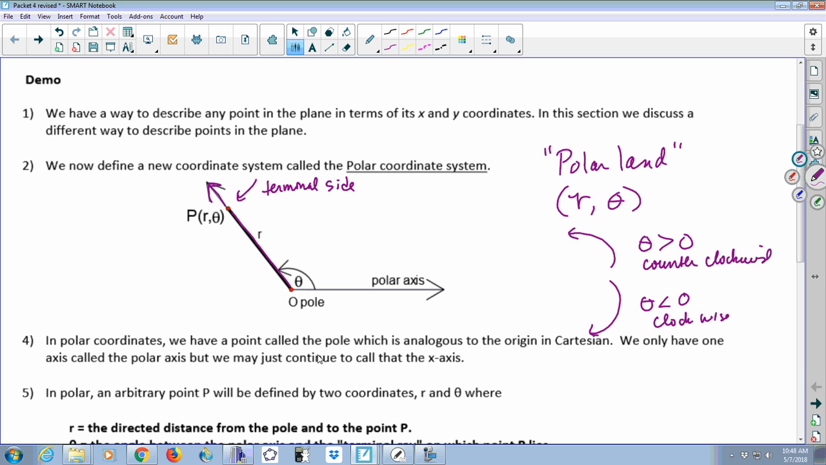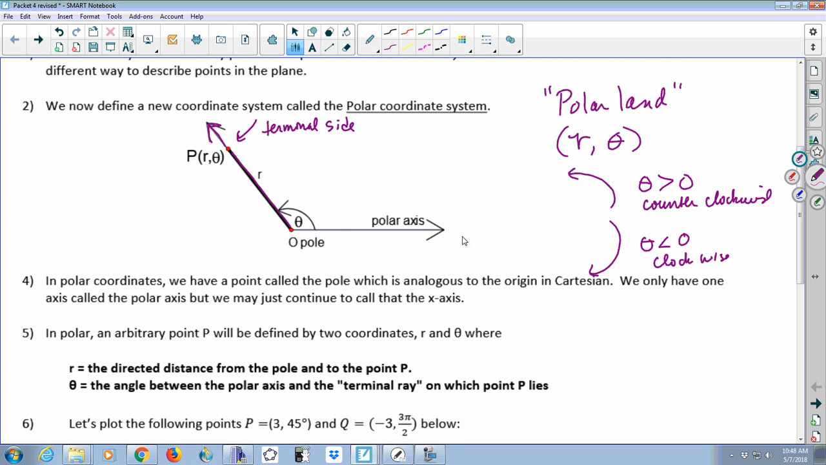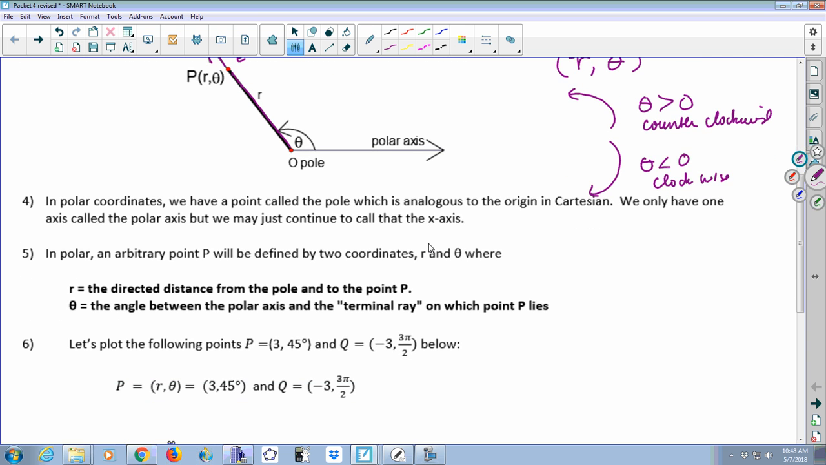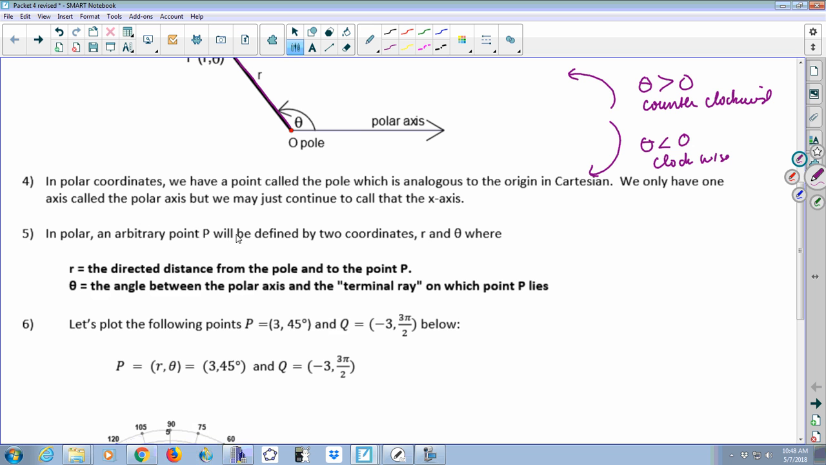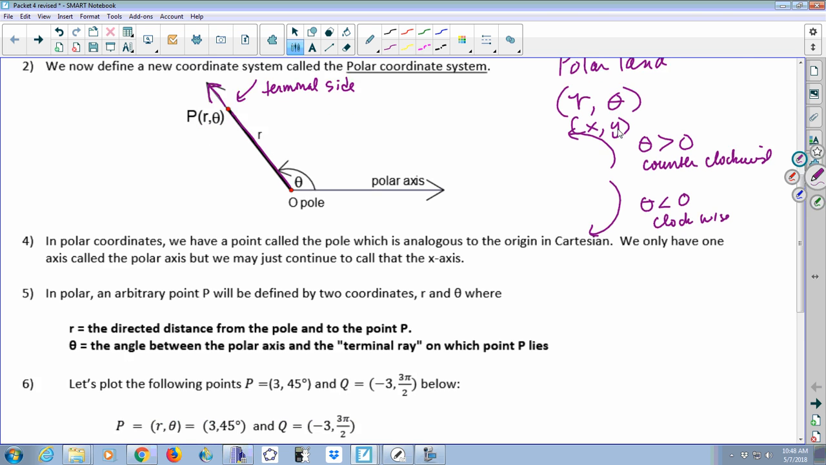So in polar coordinates, we have a point called the pole, which is analogous to the origin in the Cartesian world. And we have only one axis, the polar axis. We may just continue to call it the x-axis, but I'll try to say polar axis. It's a little hard to change habit. So in polar, an arbitrary point P is defined by two coordinates, r, theta, in that same order, just like the x value always comes first in x, y. In polar coordinates, r always comes first, and your angle is second.